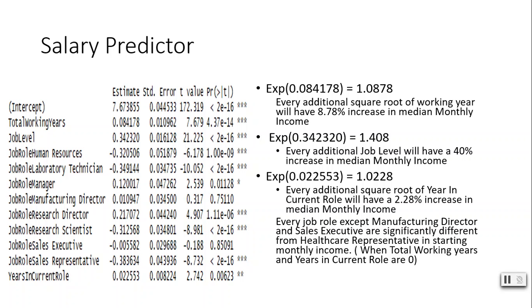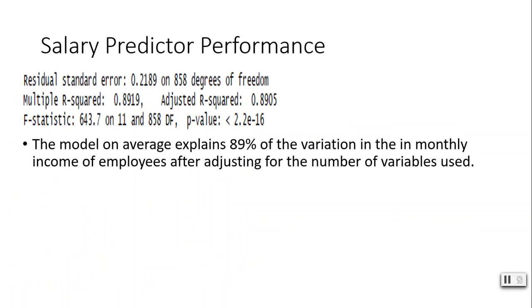And the effect sizes were calculated by taking the e exponent of every coefficient of each variable. So for example, the total working years exponent is 1.0878, which means that there is an 8.78% increase in median monthly income for every additional square root year, because we use the log of income. The other variables are shown here. And our salary prediction performance shows that it explained 89% of the variation in the log of the monthly income after adjusting for the number of variables used.